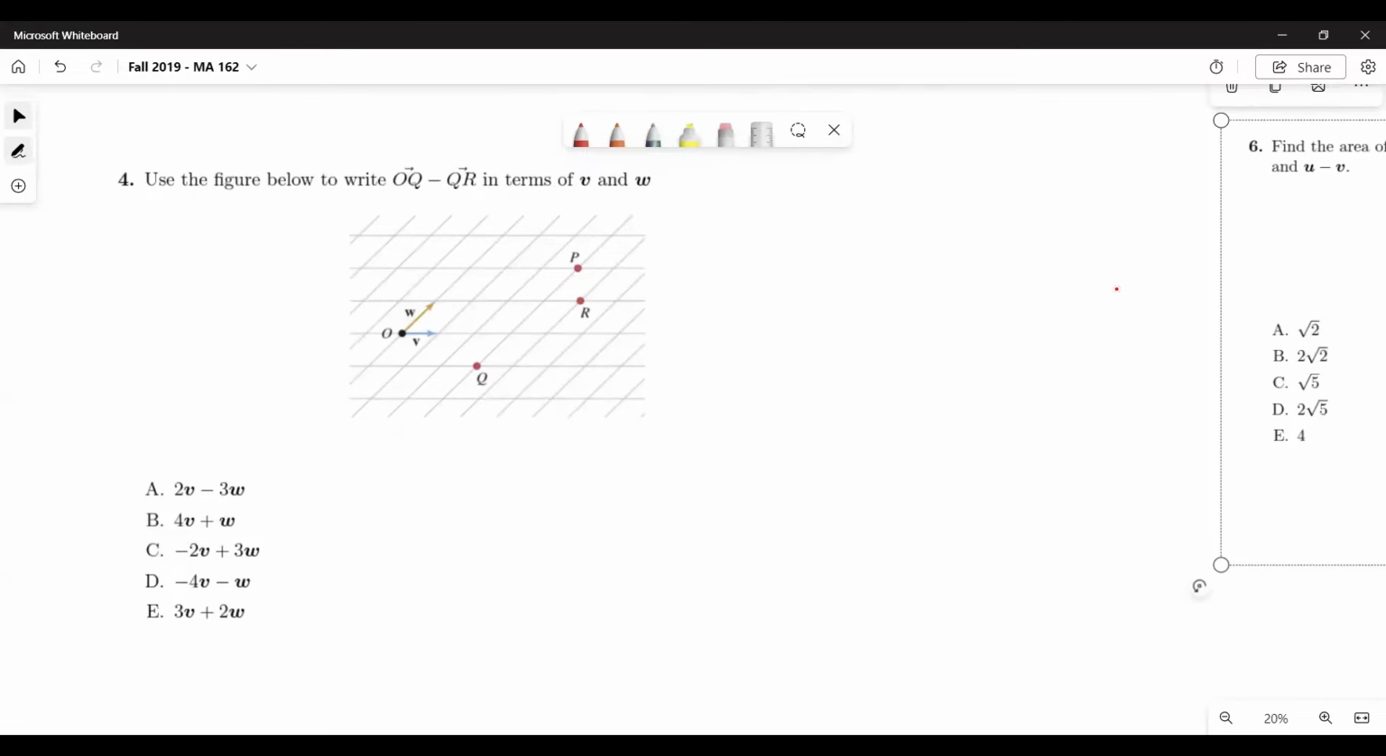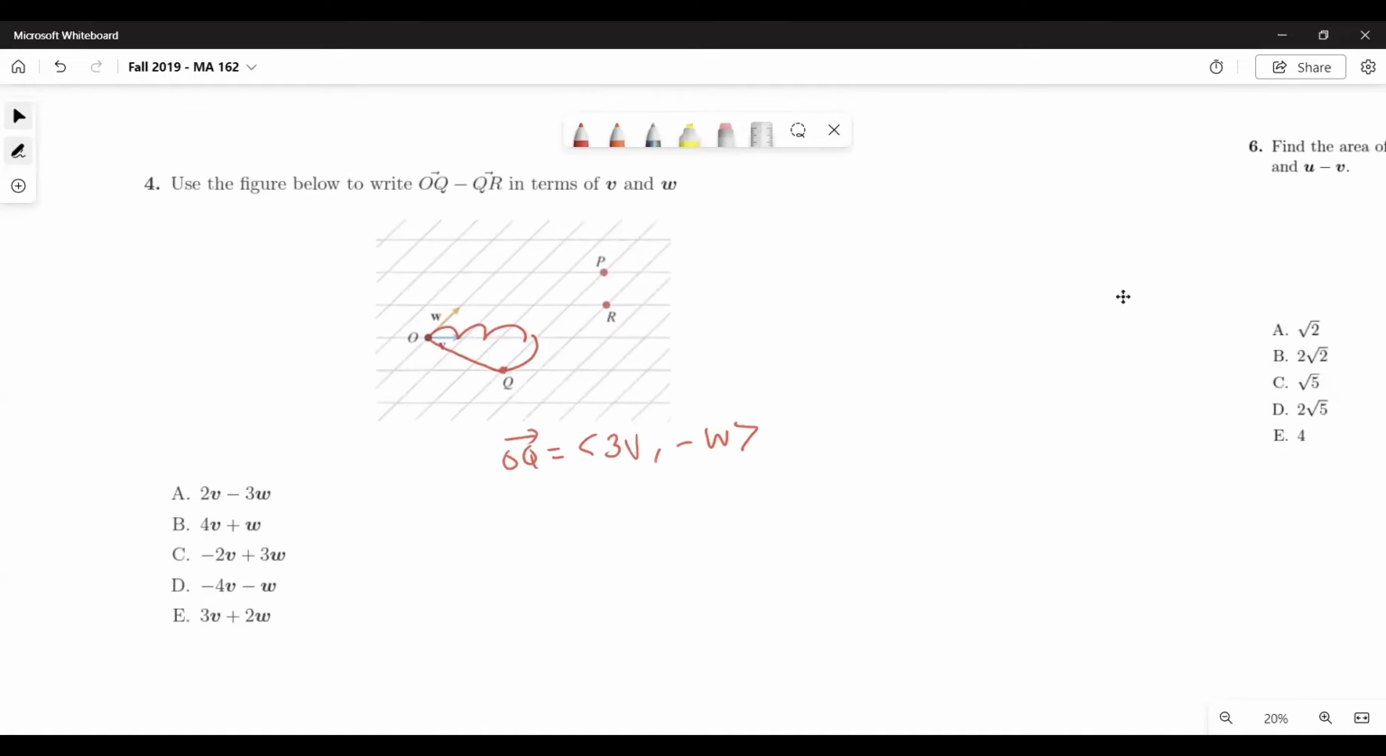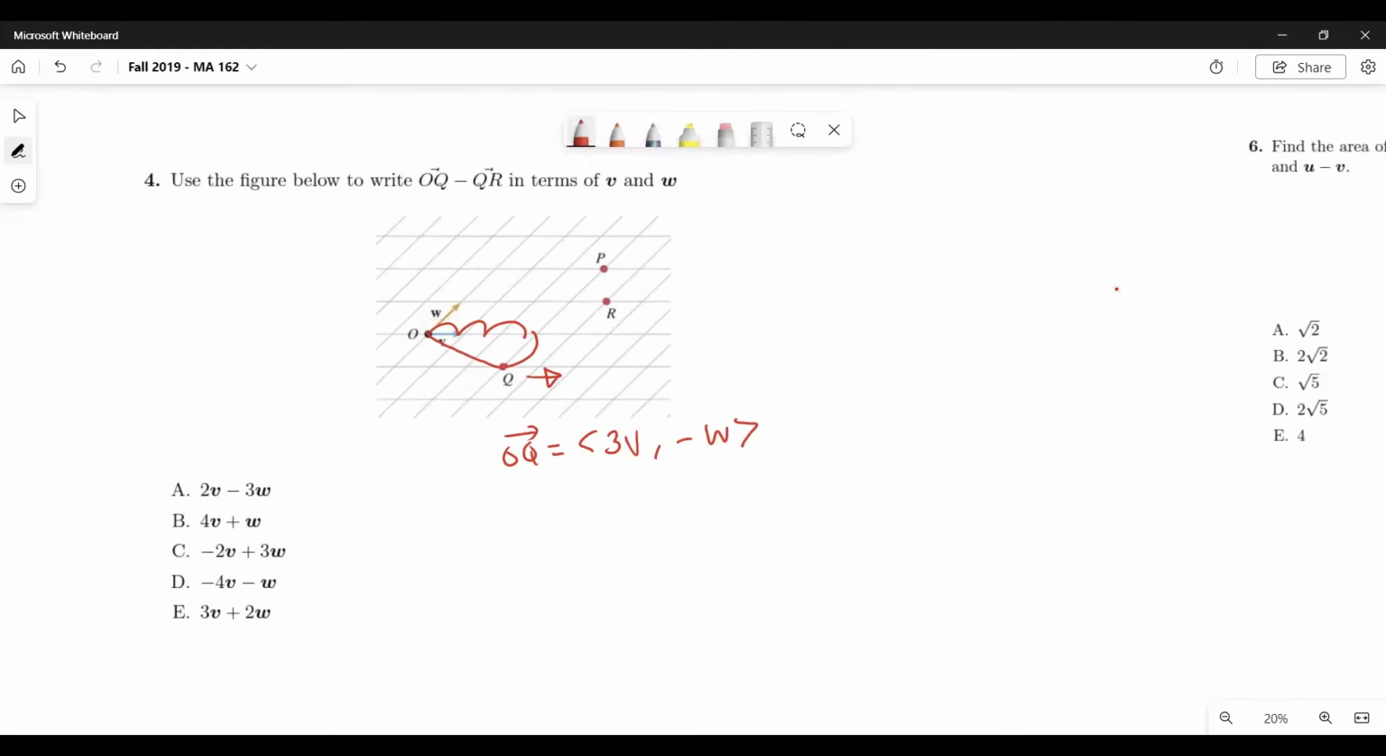Okay, this question has OQ minus QR in terms of B and W. So let's first find OQ. So OQ is right there. It's 3 to the right and 1 down. So OQ can be written as 3 to the right, so 3B, and 1 down, negative W. Okay, we have OQ. Now let's try finding QR. So Q can be written as 3B minus W.